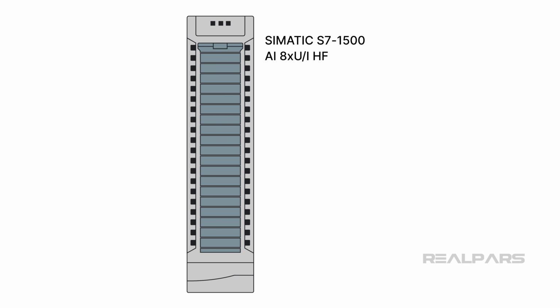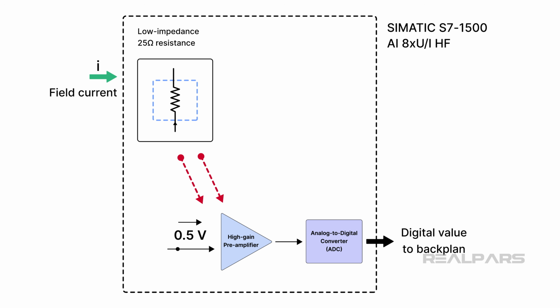The Siemens approach, the SIMATIC S7-1500 AI 8xU/I/HF, uses a low-impedance 25 ohm internal resistance, producing a small 0.5 volts that feeds a high-gain internal preamplifier. Again, it's highly unlikely, but that circuitry can be damaged by overvoltage or severe wiring faults.